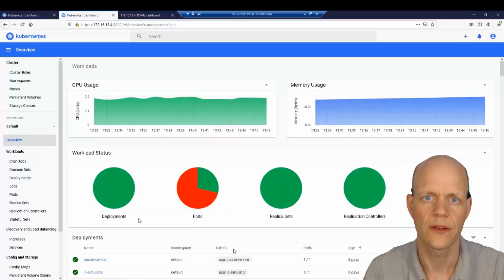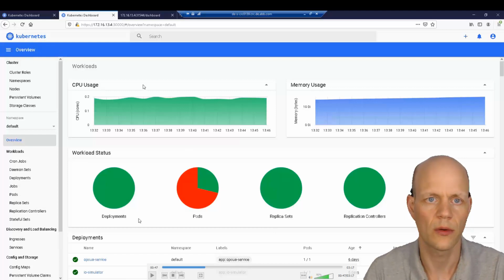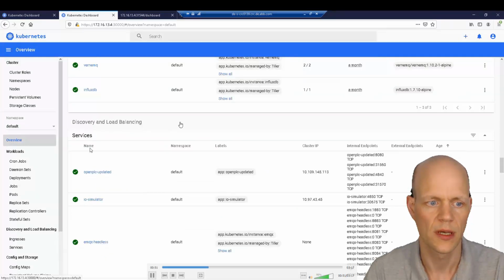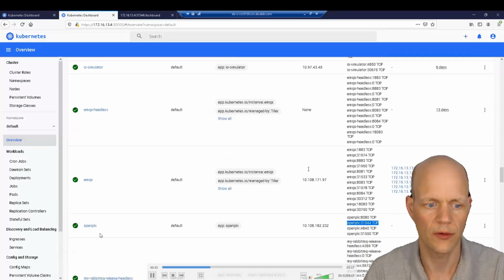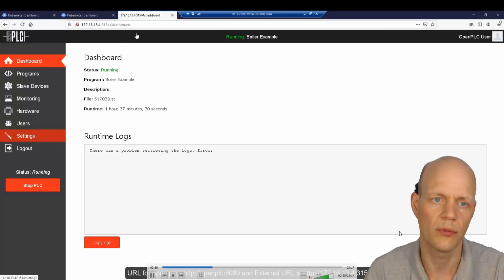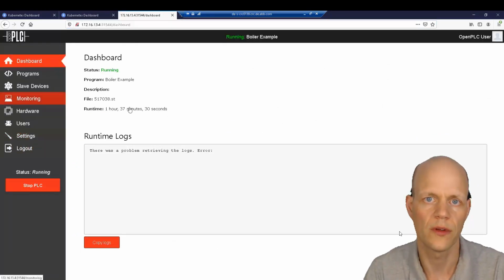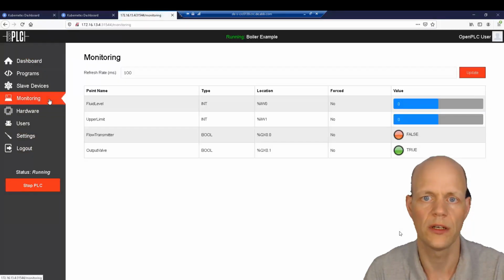Okay, let's have a look at the short demo now. You see here the Kubernetes dashboard, and we have deployed the OpenPLC engine as a pod here. You see that here as a deployment. And we have also configured a service. So we have an OpenPLC service which exposes a certain port, and via the port we can access a web service which allows us to monitor the OpenPLC engine. And that's what we see here.